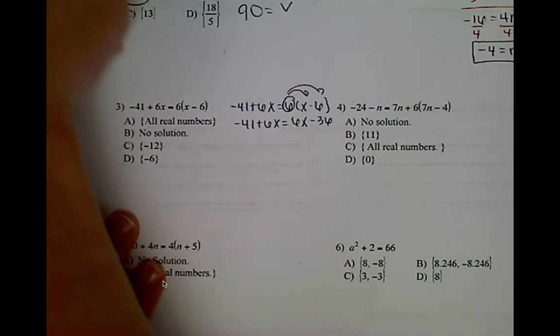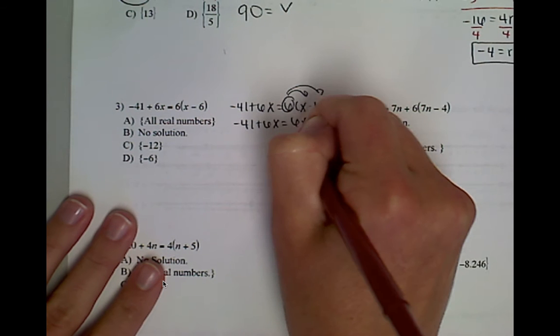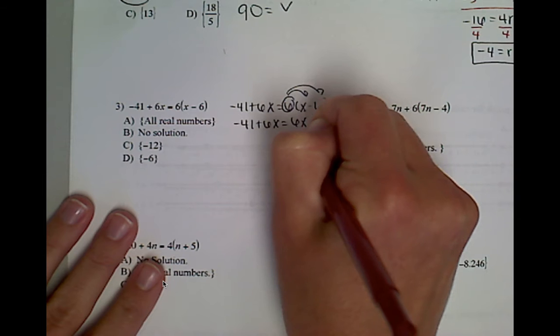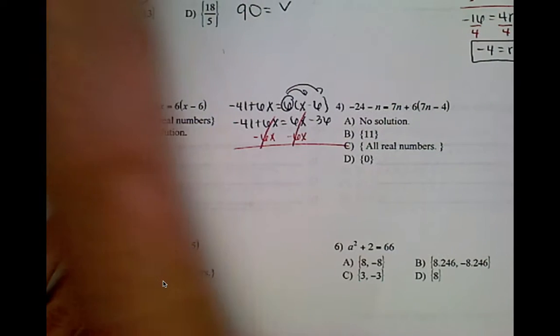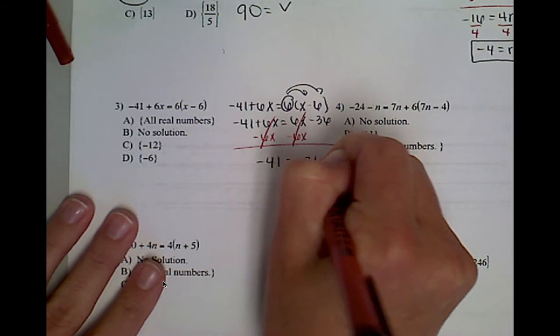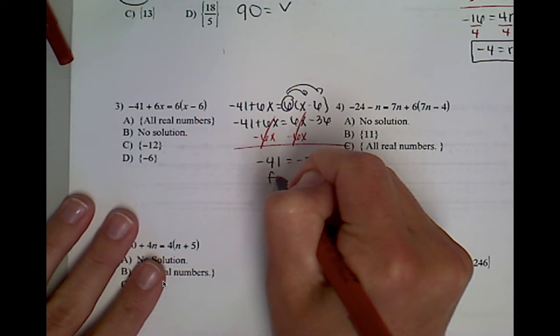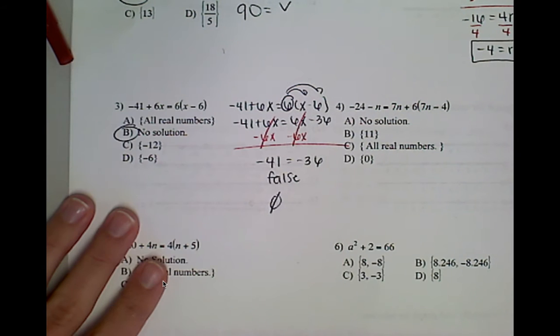Now I want to get the variables on the same side. So I just like my variables on the left. So the opposite of a positive 6x is to subtract 6x on both sides. Adds up to 0, adds up to 0. And you're only left with negative 41 equals negative 36. And this is actually a false statement. And when you get a false statement, it should be no solution.